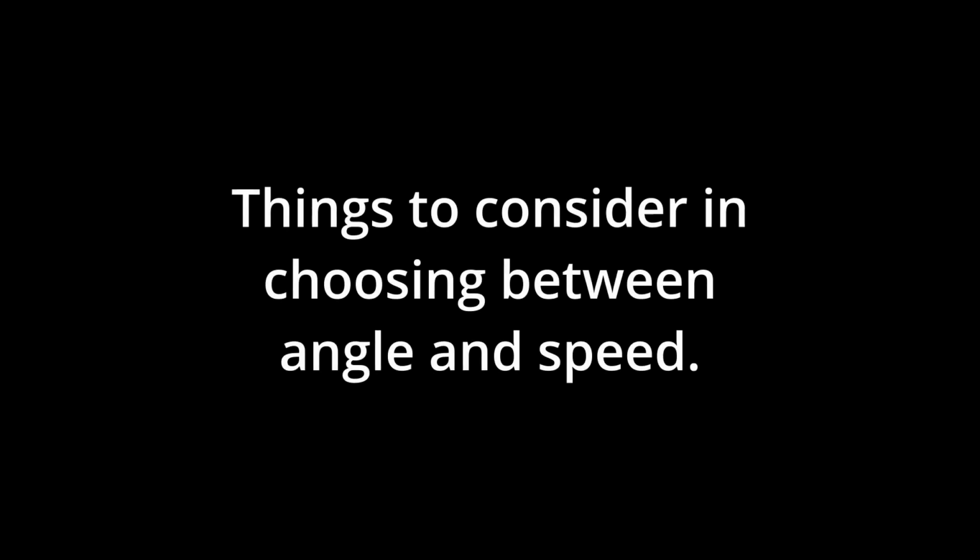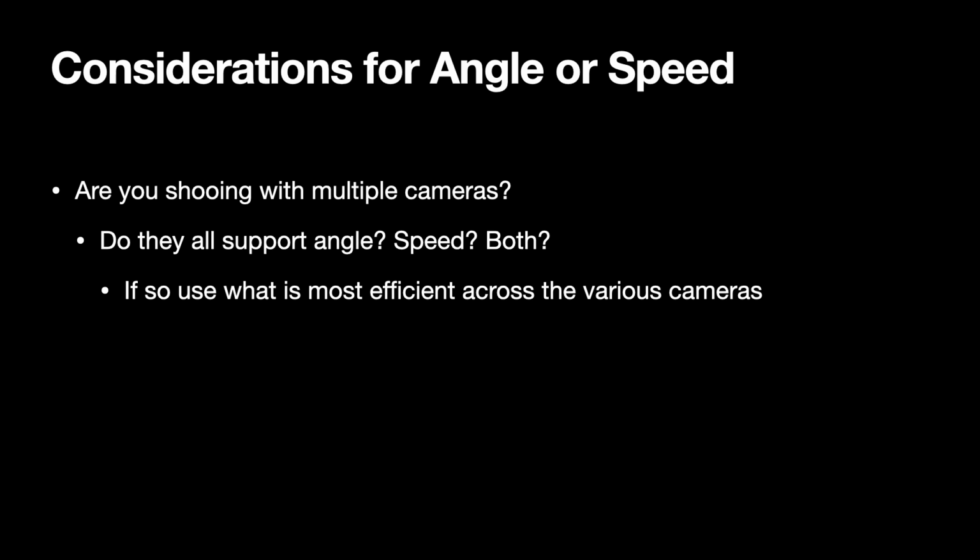Now, the real question, I think, for most people, or at least those who are just getting into the R5C and cinema cameras in general, is which of the two should you choose between when it comes to angle or speed? And to that end, here's a couple of things that I consider worth considering. So first is simple. Are you shooting with multiple cameras? Now, if you are, and the cameras have different capabilities for how to set shutter speeds, then using whatever shutter speed mode is used across all the gear you're using can make things easier to manage.